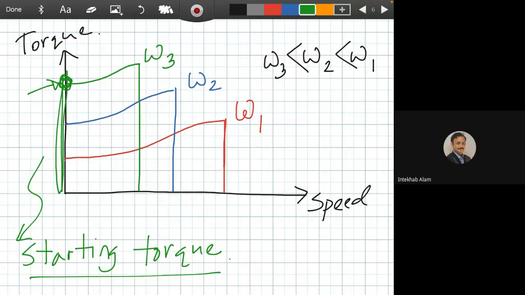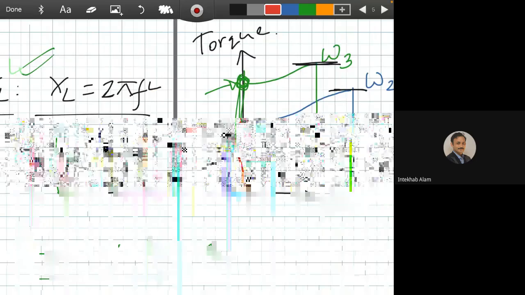Do you understand up to this point? And these points are the peak torque. After this point, actually, there is a drop in the torque curve. We are habituated with this type of curve.